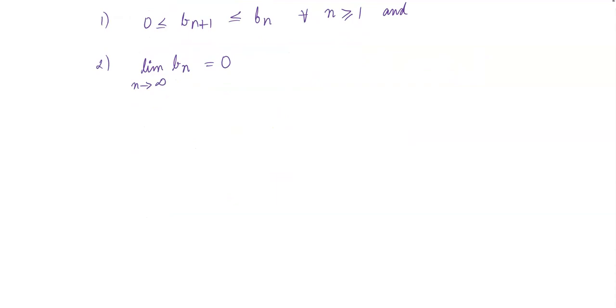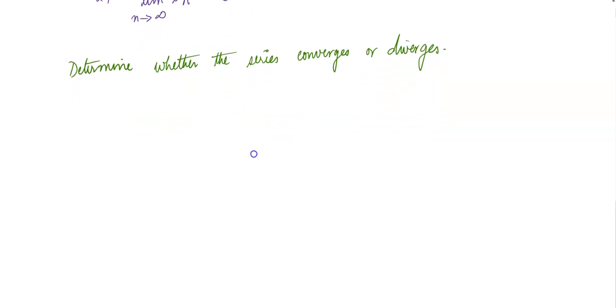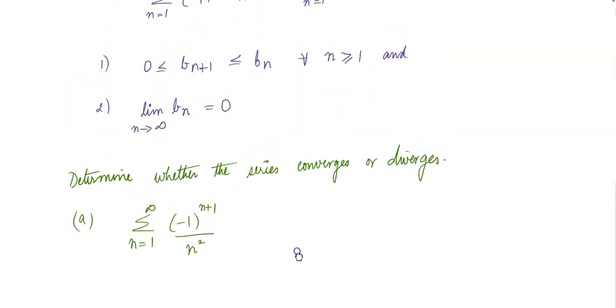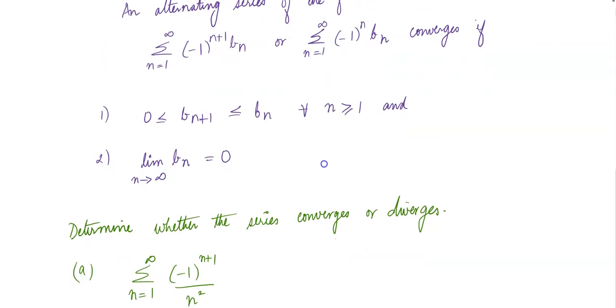Okay, so here's our first problem. Determine whether the series converges or diverges. And so we have the first question within it: the summation from n equals 1 to infinity of negative 1 to the power n plus 1, over n squared. This means we first have to identify bn, because the whole point is about bn. The negative 1 part is the alternating part, that's where the sign alternates. But bn is where the terms generate values. So we have bn to identify.